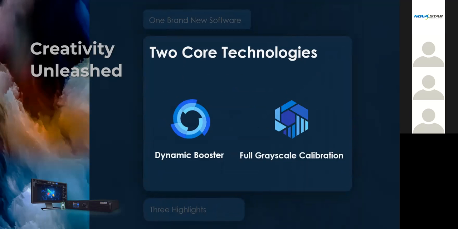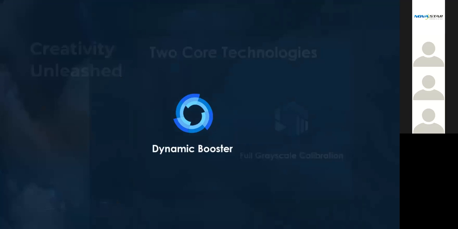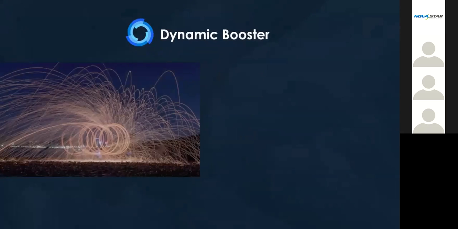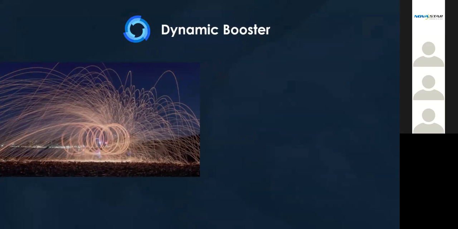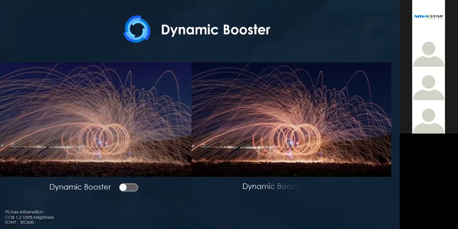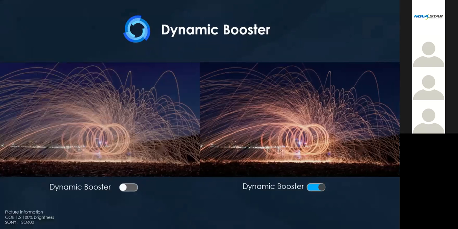The first one is dynamic booster. For better understanding, here are two real shots for comparison. The left one is normal effect. The right one with dynamic booster engaged. And as you can see, the right one shows higher contrast and sharper details.